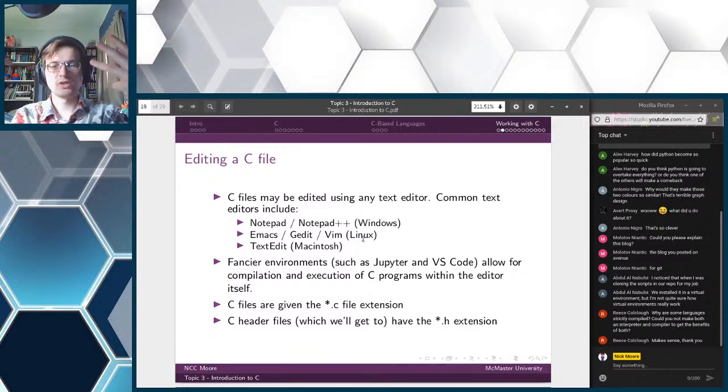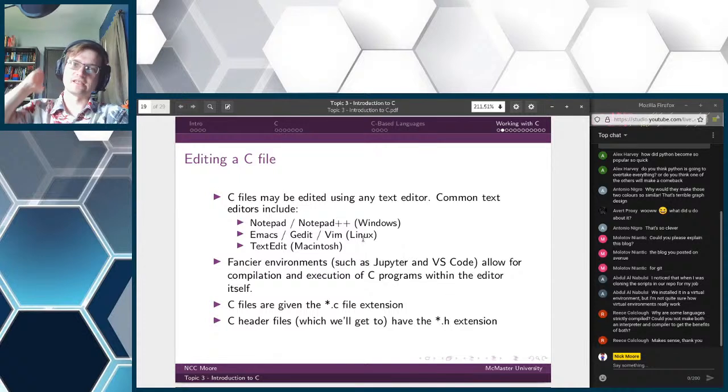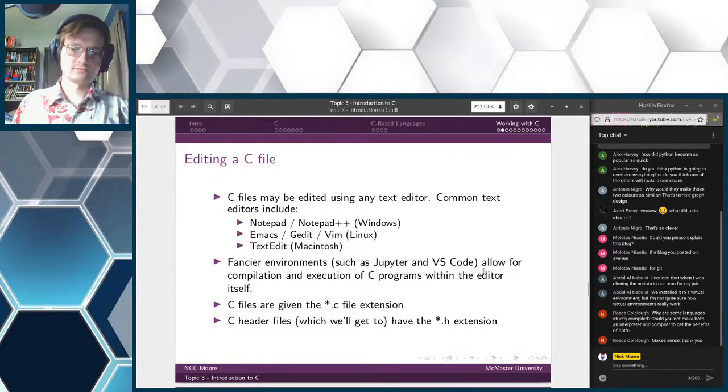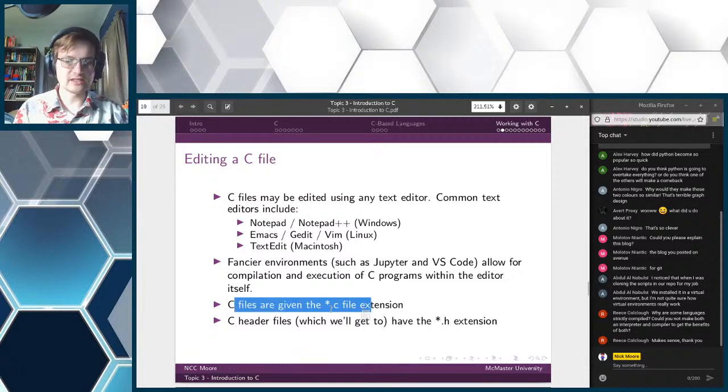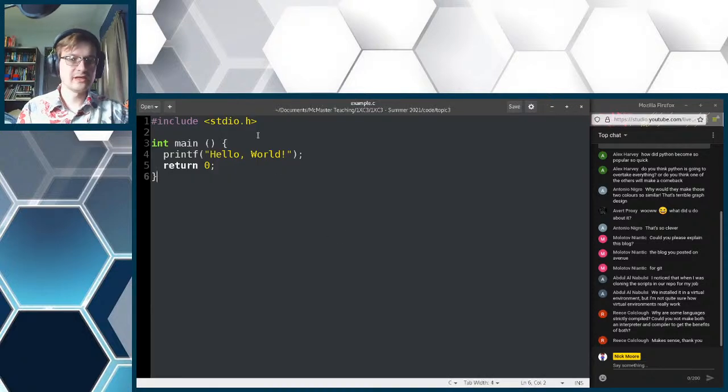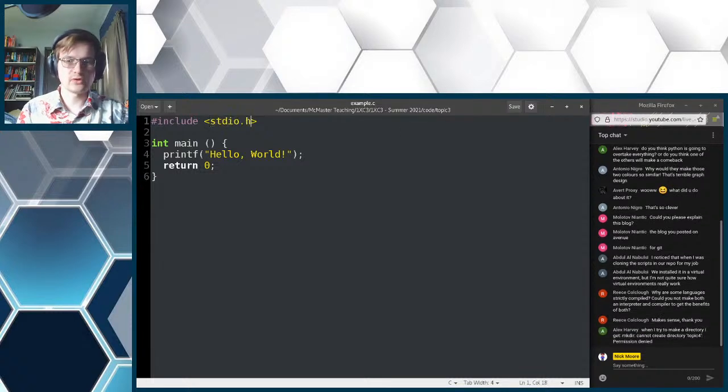Because VS Code is using Windows, the Windows C compiler, and the Windows C compiler isn't compliant with the C standard like GCC is, so it's possible to write a C program in Windows that doesn't compile in GCC, although not if you stick to the basic constructs. But VS Code will allow you to execute stuff within the editor itself. C files are given the .c file extension. Header files, we'll get to header files, have the .h file extension. You'll notice stdio.h, the .h means header file, so this is still a C program.